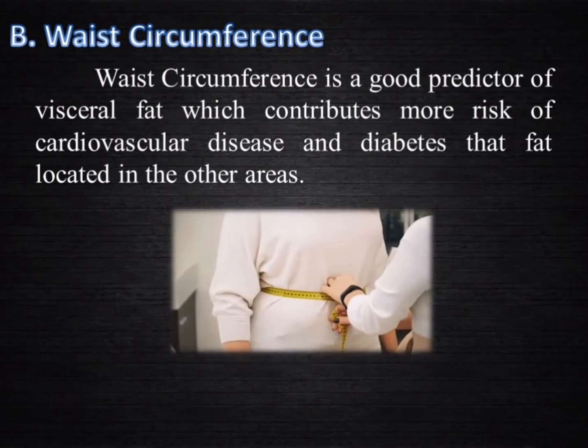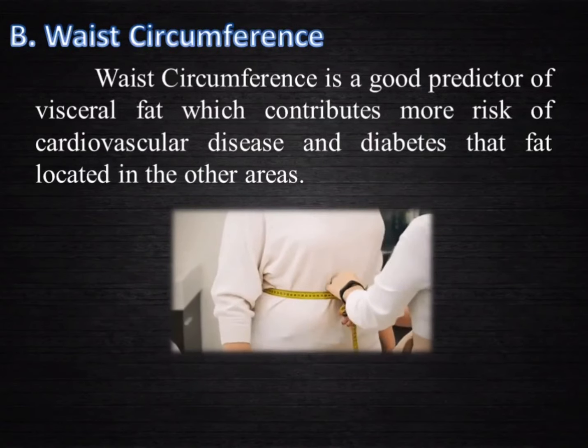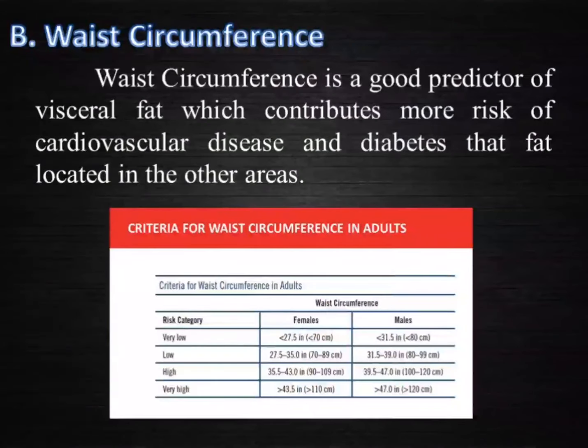Waist circumference. Waist circumference is a good predictor of visceral fat, which contributes more risk of cardiovascular disease and diabetes than fat located in the other areas. Here is the criteria for waist circumference in adults.